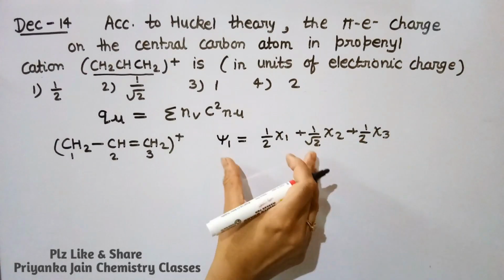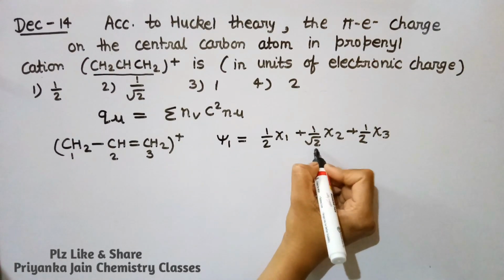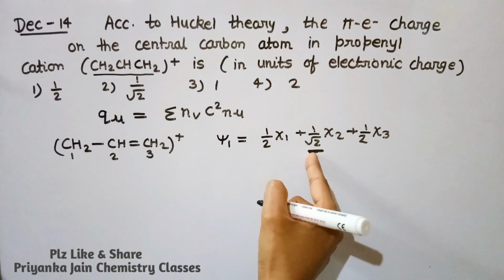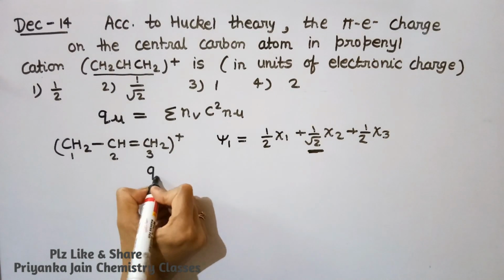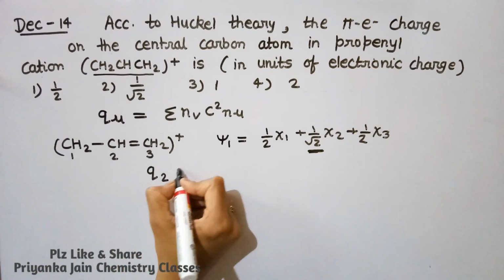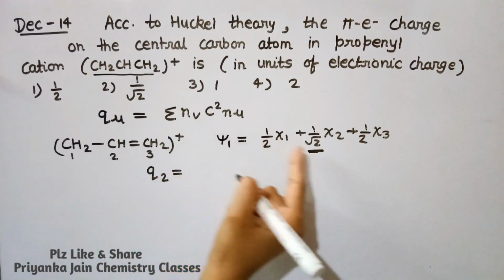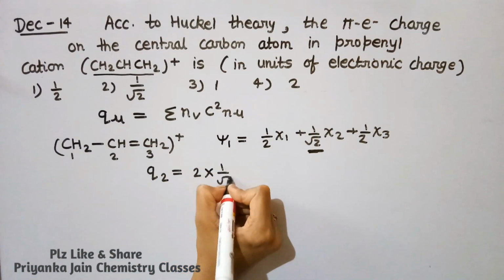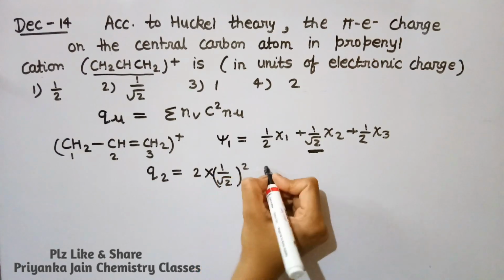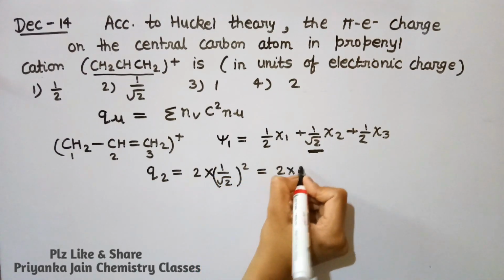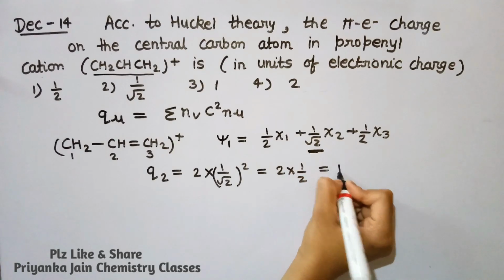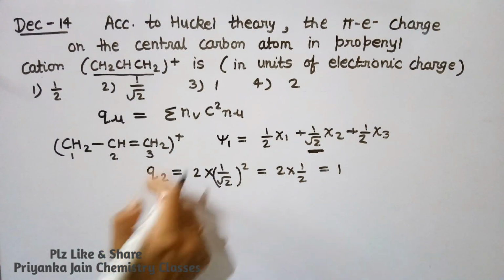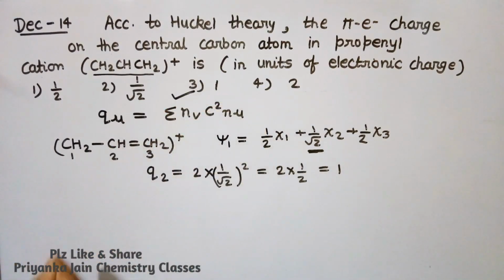Okay, so from this we can see that for the central atom this will be the coefficient C2, that is equal to 1 by root 2. So what will be your charge density on the second carbon atom? That will be equal to number of electrons here is 2 into 1 by root 2 square, right? So this will be equal to 2 into 1 by 2, it means equal to 1. So the pi electron charge on the central carbon atom is equal to 1. It means option number 3 is the right answer.